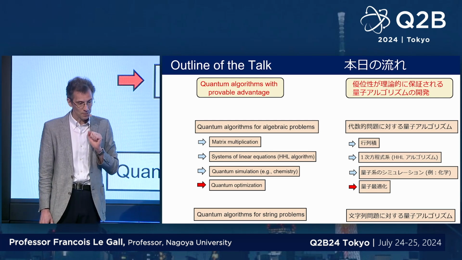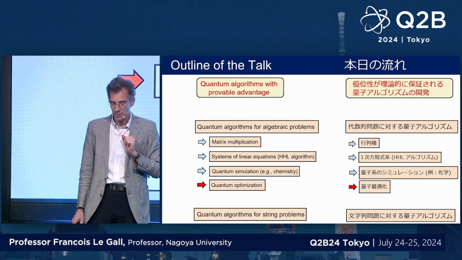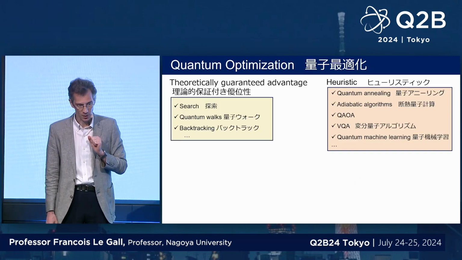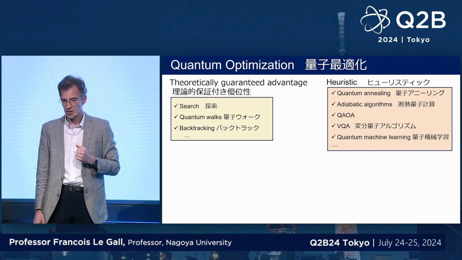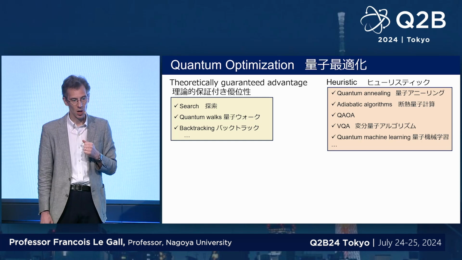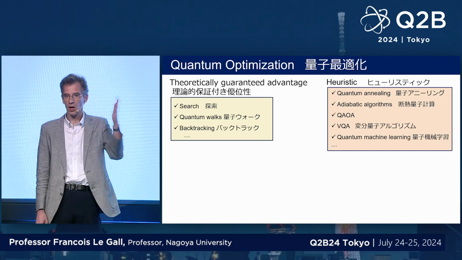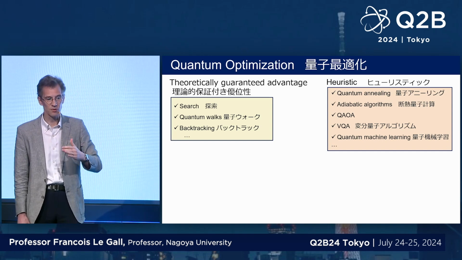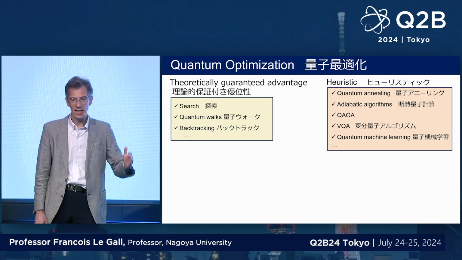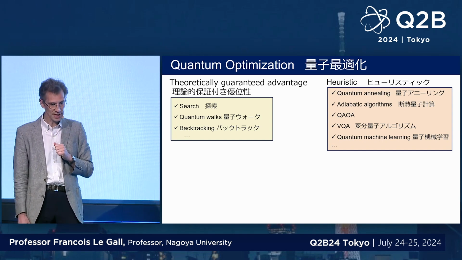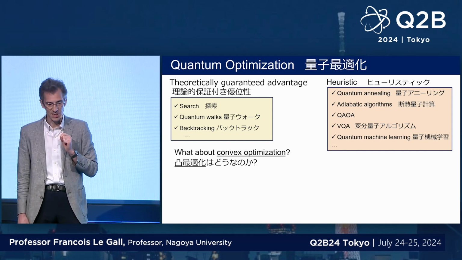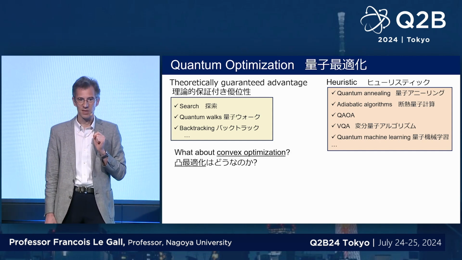Okay, so another topic that I think is very important is quantum optimization. There have been many talks about quantum optimization in this conference. There are several categories of quantum algorithms for optimization, those with theoretical guarantees and those which are more heuristic. But there is another field in optimization theory, which is convex optimization.